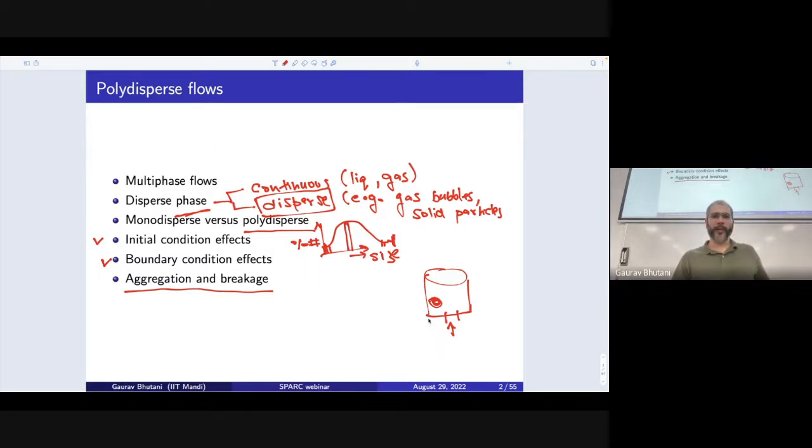So we'll be looking particularly at these aggregation and breakage effects, how to model them, and then learn how to simulate them in this discussion over the next 2 days.